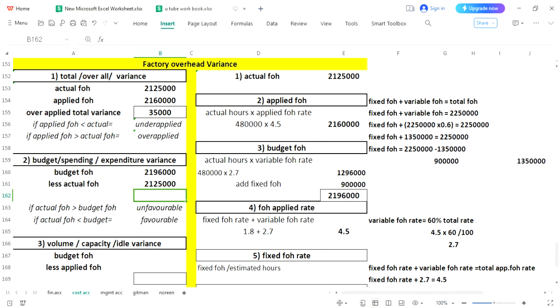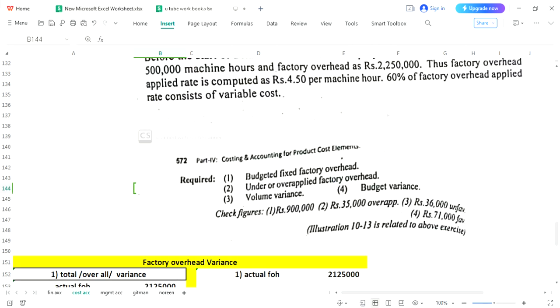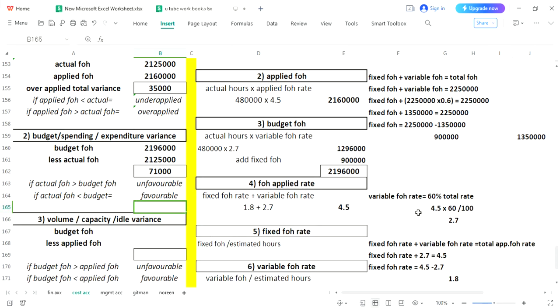It's time to calculate its variance. How? By taking the difference of budget and actual. So here your budget FH was 21,96,000 and your actual FH is 21,25,000. So you have got your variance 71,000. And where was budget variance? Fourth number was budget variance and fourth number is 71,000. So what we have calculated is 71,000.